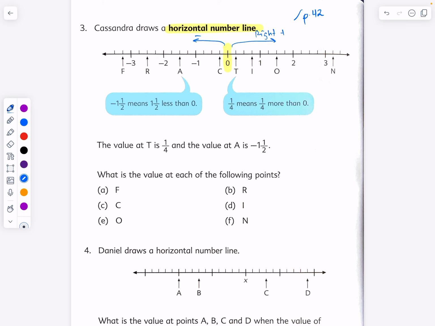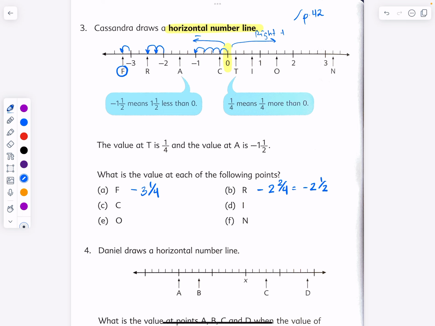Now let's consider this horizontal number line. What is the value of each of the following points? Letter F. Let's first consider the scale. 1, 2, 3, 4. Each number is broken into quarters. Therefore, letter F is negative 3 and 1/4. What about capital R? We start with negative 2, 1/4, 2/4. We can say it's negative 2 and 2/4, which is the same thing as negative 2.5.